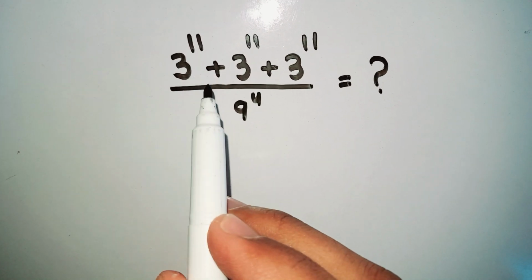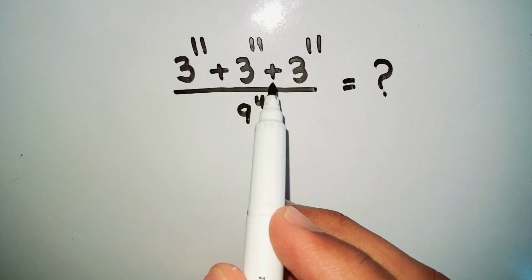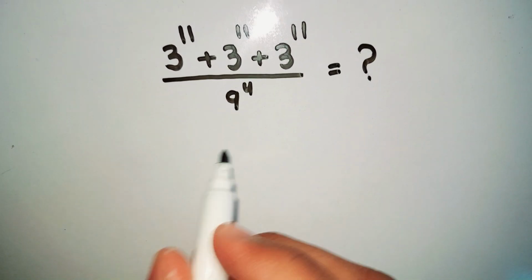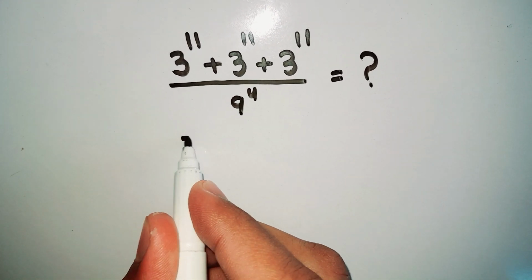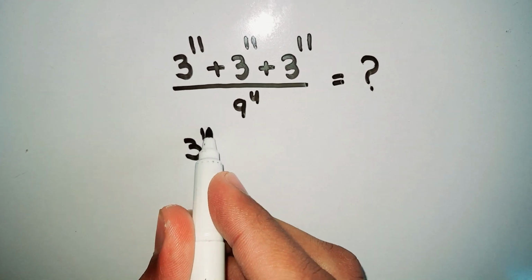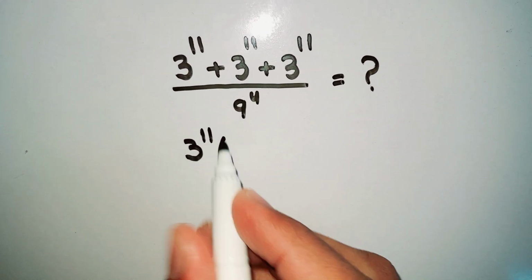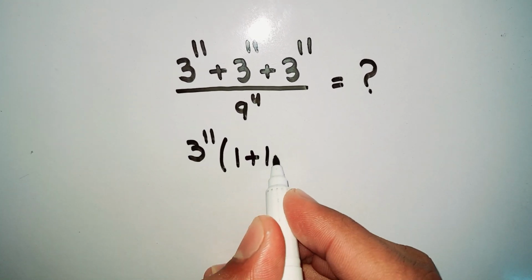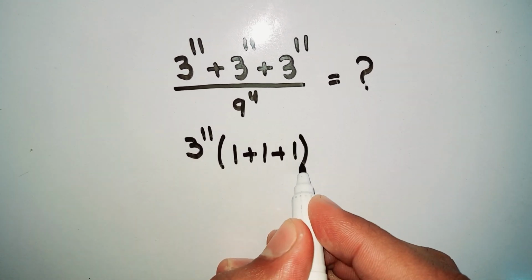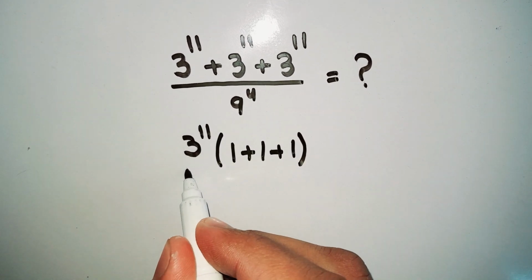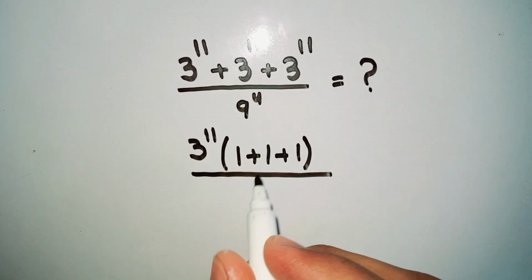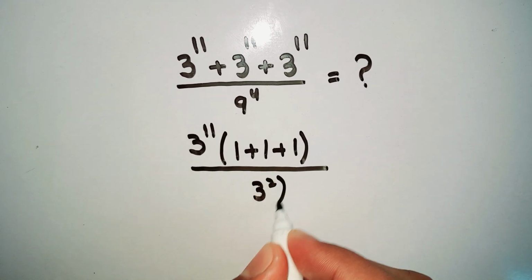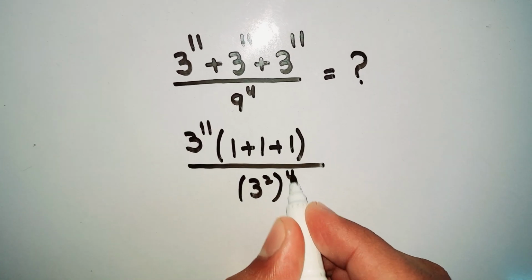3 power 11 plus 3 power 11 plus 3 power 11, divided by 9 power 4. So first of all, here we write 3 power 11 is common. Then the remaining 1 plus 1 plus 1 in a bracket, divided by 9 power 4. We write 9 is 3 square and power 4 is the same.